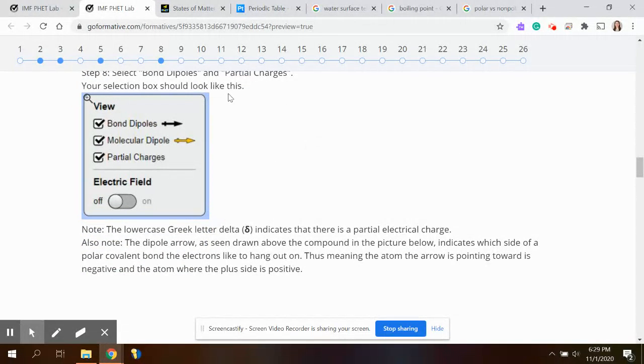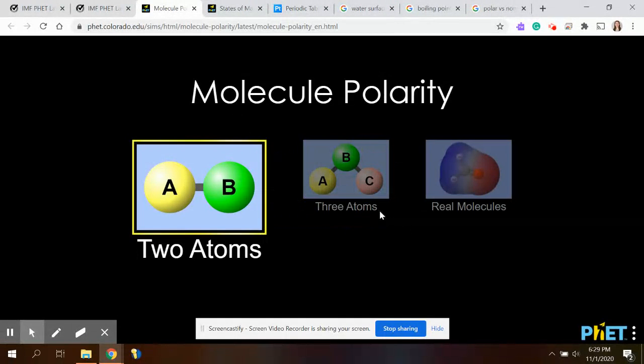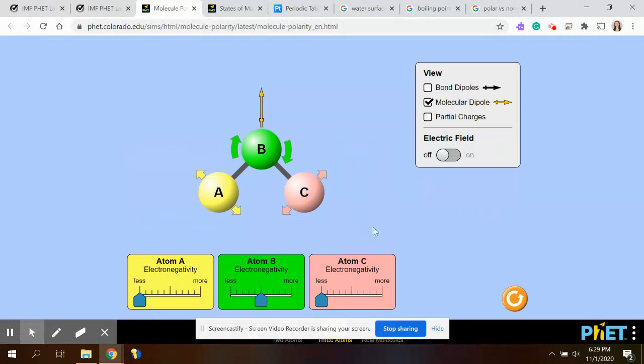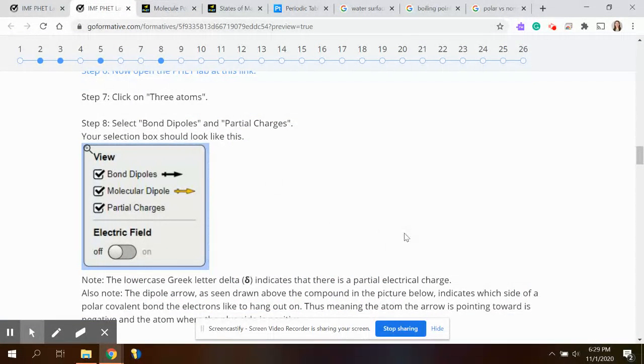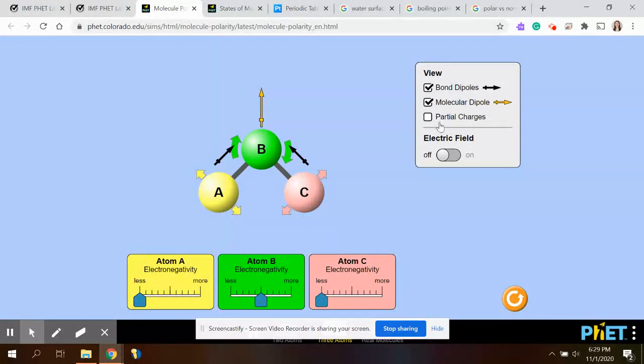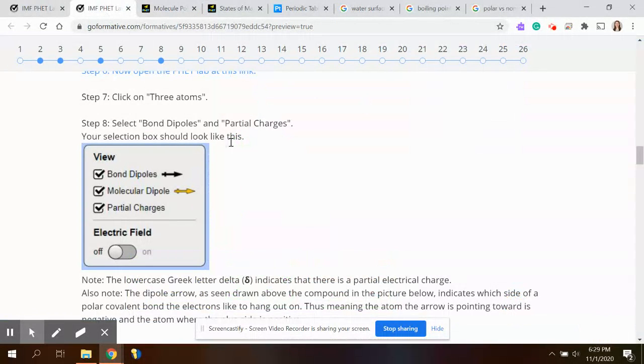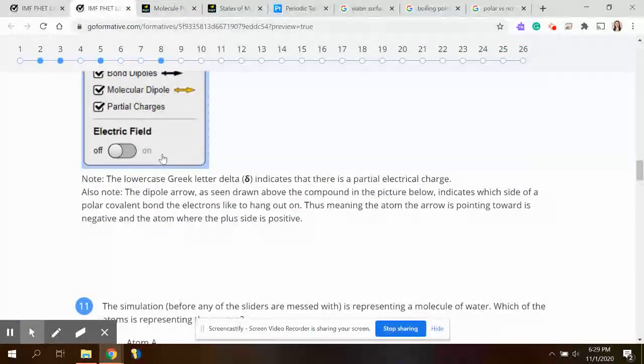All right, now this one. This one confused some people. So we're going to go to this PhET lab, 3 atoms specifically. You'll notice that it looks like, does it look like water maybe? It does. So we're going to select bond dipoles and partial charges. And then do we turn the electric field on? Okay, so we leave the electric field off.